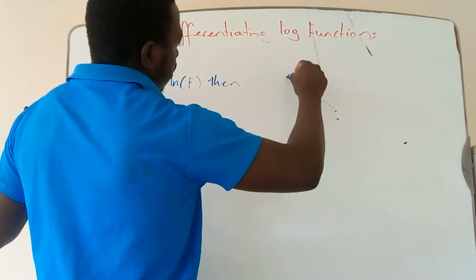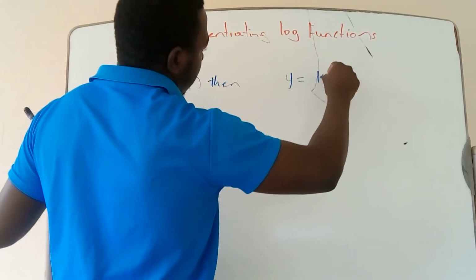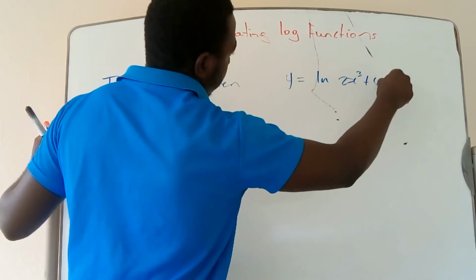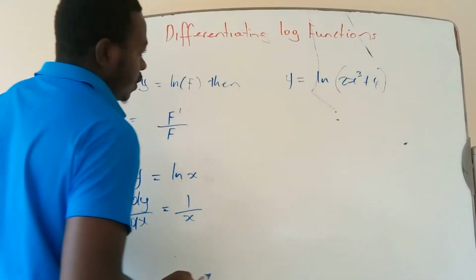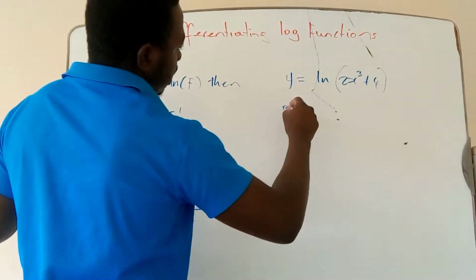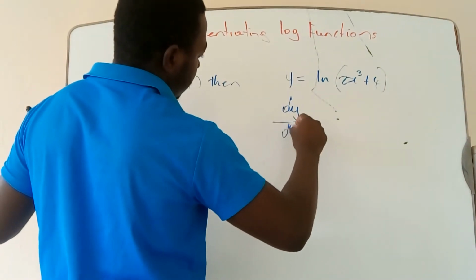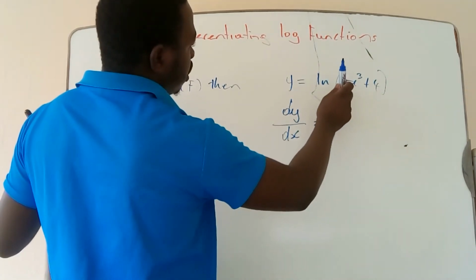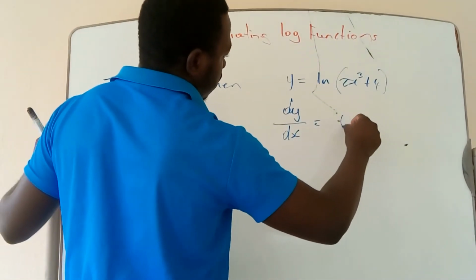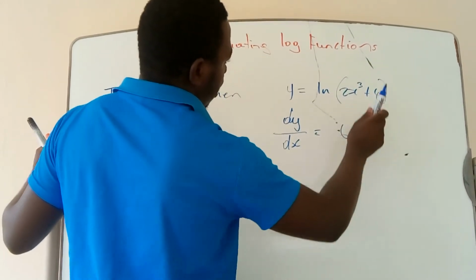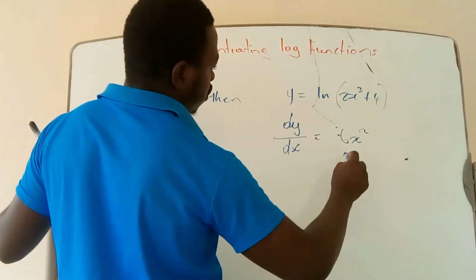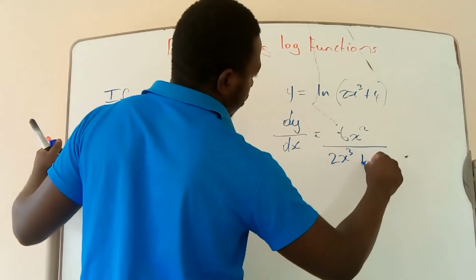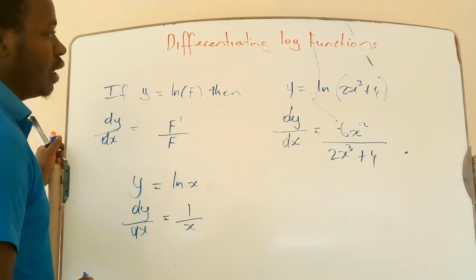Let's say I have y is equal to ln of (2x cubed plus 4), in brackets. I want to differentiate this function. Then dy by dx is equal to, differentiate what's inside of the bracket. So if you differentiate 2x cubed, that gives you 6x squared. Differentiate plus 4, that's just 0. So all of this over 2x cubed plus 4. Let's look at another one.